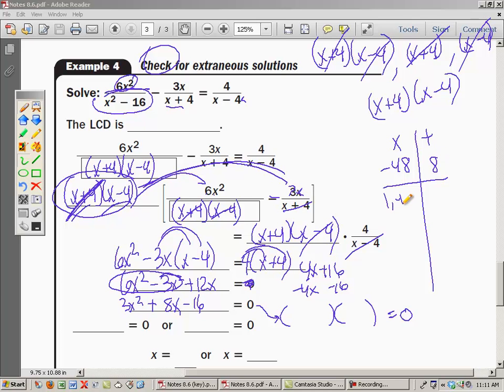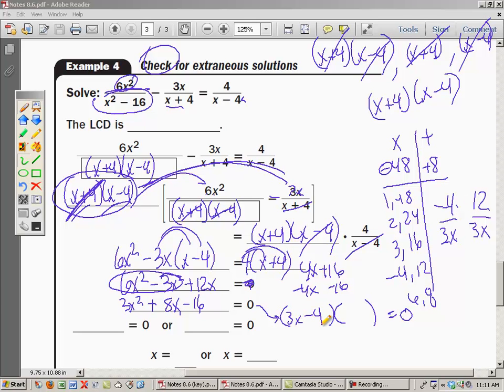Well, 48 is 1 and 48, 2 and 24, 3 and 16, 4 and 12, and so on and so forth. Actually, just one more pair, 6 and 8. All right? To get negative 48, that means I need one of each. And so that means to get positive 8, I need negative 4 and positive 12. So negative 4 and positive 12, I want to write them both over my leading coefficient with an x. And so this becomes 3x minus 4 since it doesn't simplify. So my first term is 3x minus 4. And my second term, because x goes into 12 4 times, becomes simply x plus 4.